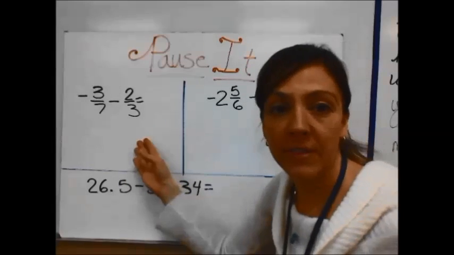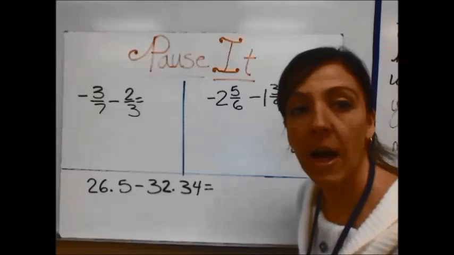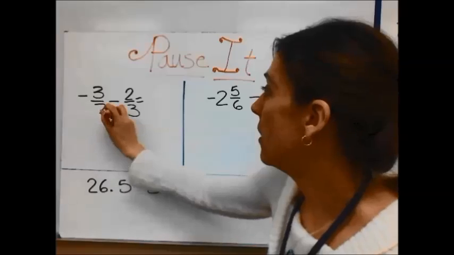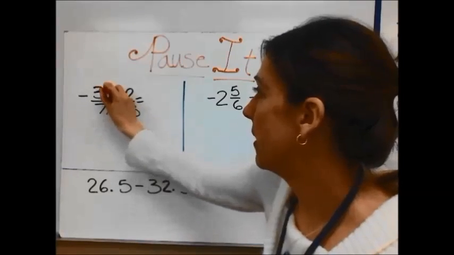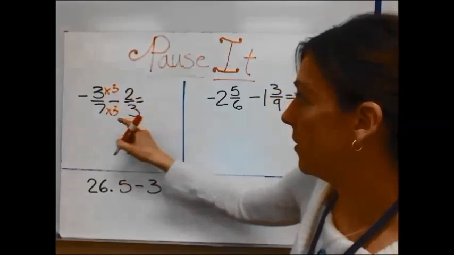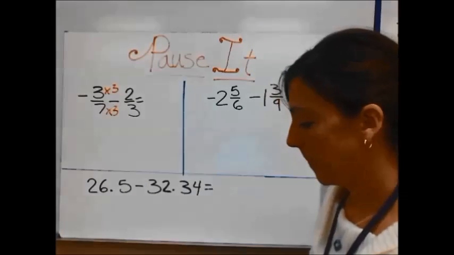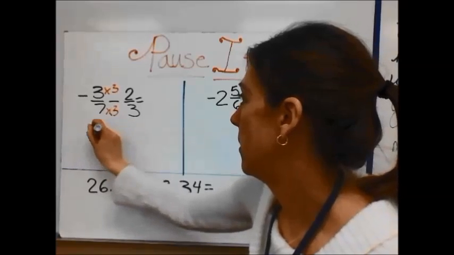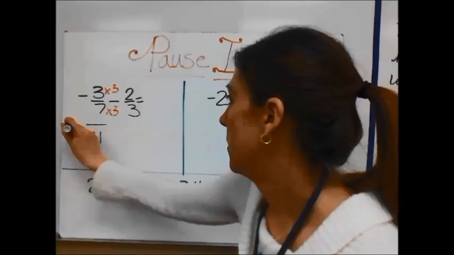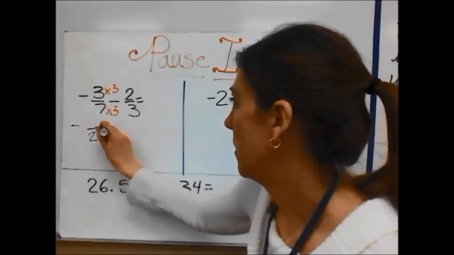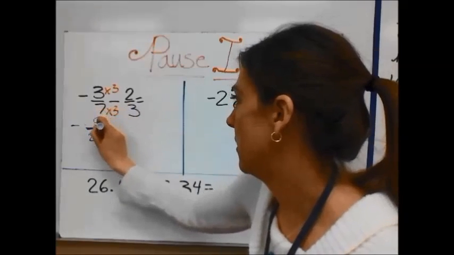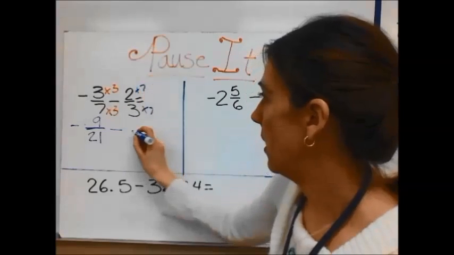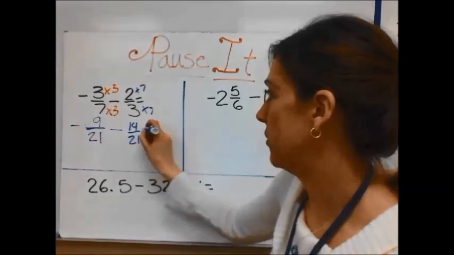Okay, we have negative 3/7 minus 2/3. I need to get a common denominator. A good common denominator would be 21. So 7 times 3 and 3 times 3. 7 times 3 will give me 21. And my numerator is 9. And then 3 times 7 and 2 times 7, which is 14 21sts.